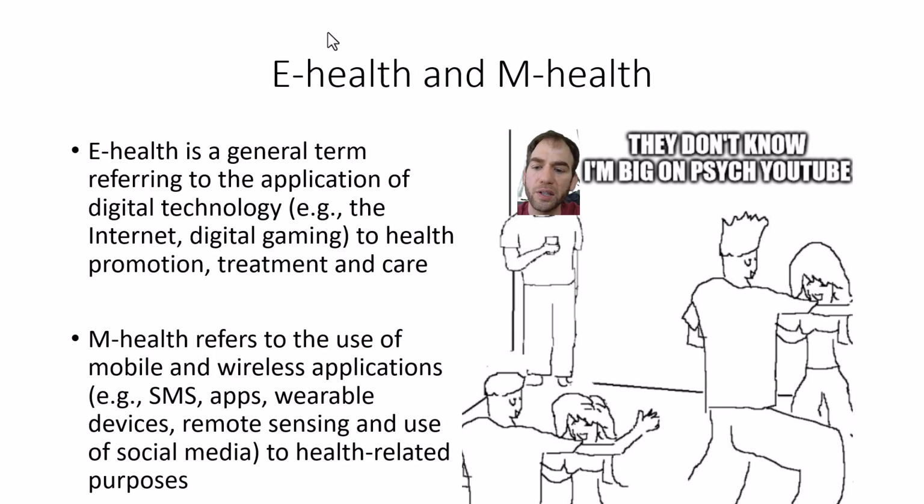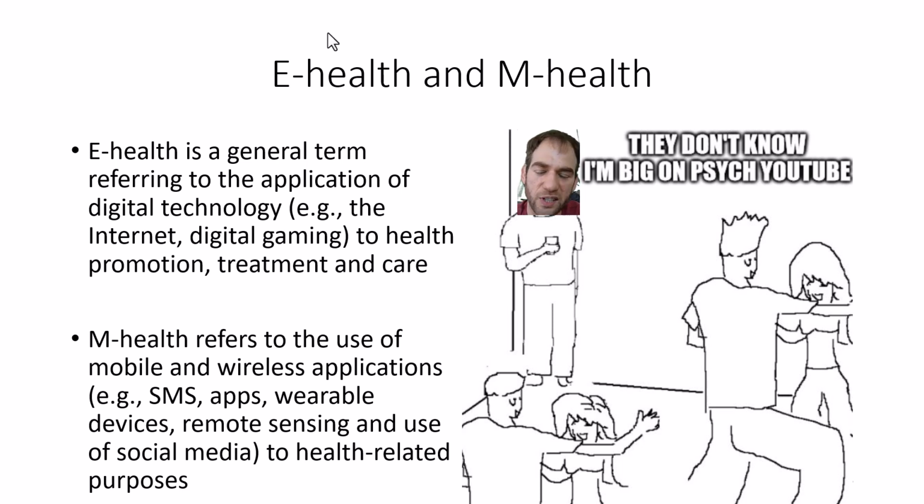E-health and M-health. E-health is a general term referring to the application of digital technology, such as the internet and digital gaming, to health promotion, treatment, and care. M-health refers to the use of mobile and wireless applications, SMS, texting for our non-Europeans, apps, wearable devices, remote sensing, and use of social media for health-related purposes.